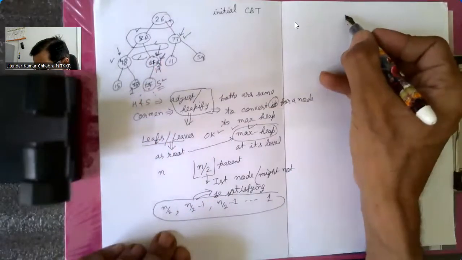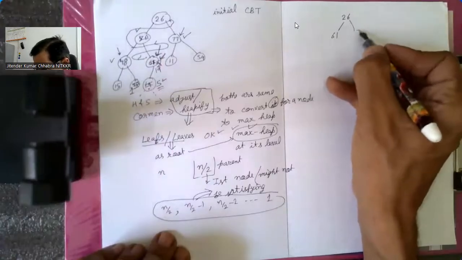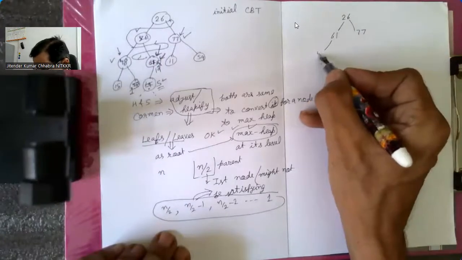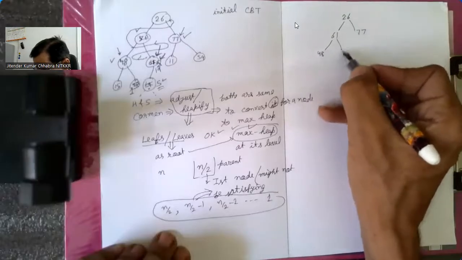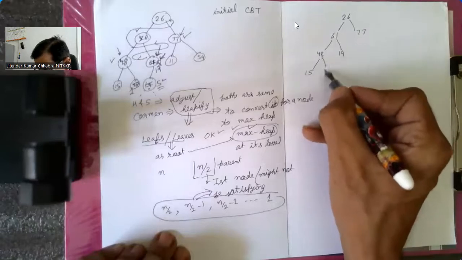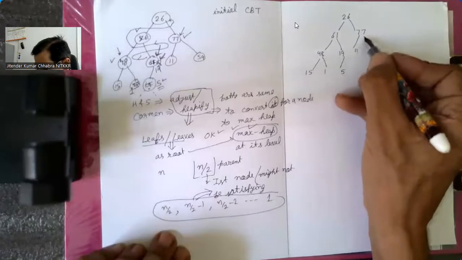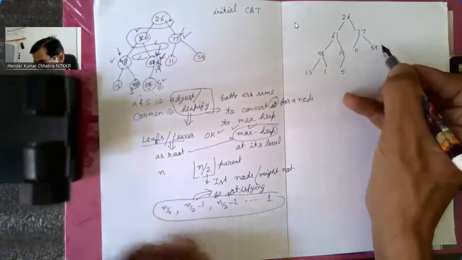Now, effectively, what I have got is 26, 61, 77. At present, I have 48. At present, I have 19. Here I have 15. Here I have 1. Here I have 5. 17 has 11, 59.